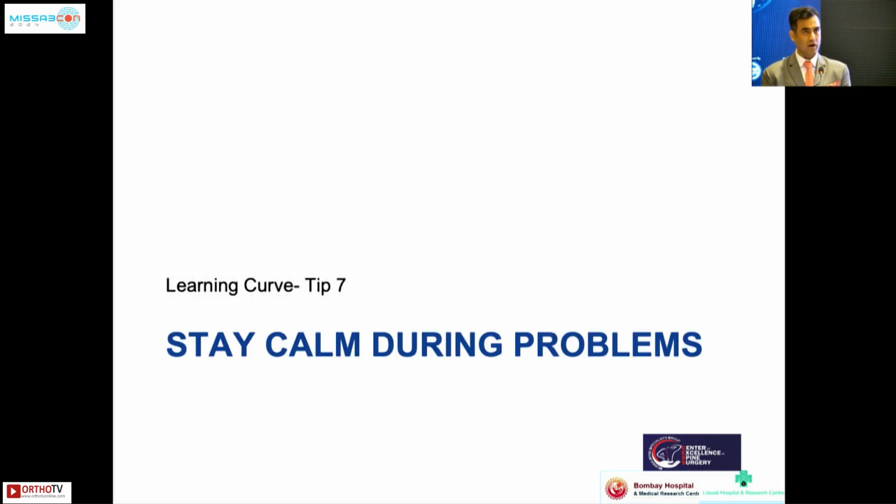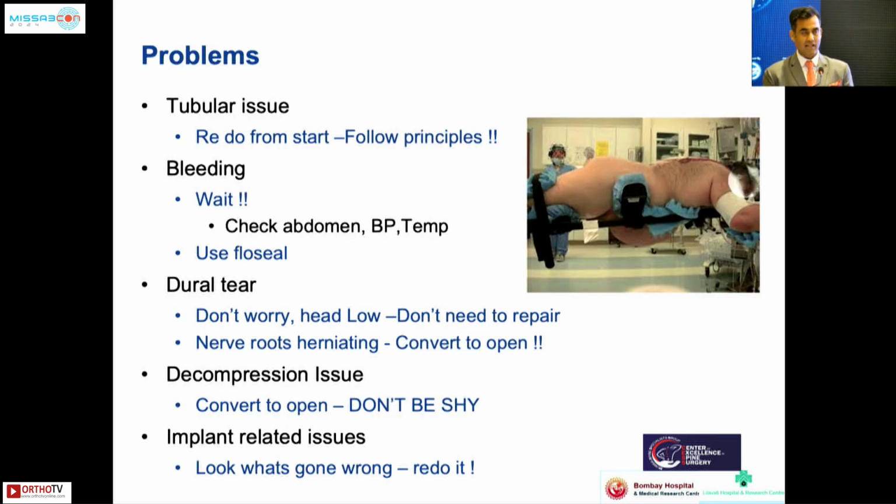And the most important aspect, which my seniors, Dr. Amit Jhala, Dr. Bharat Dave and Dr. Rajshekaran have been emphasizing, problems are known to happen. No matter how well learned you get, no matter how technically sound you are, no matter how well equipped you are, you are bound to face problems in the learning ladder of the MIS surgeries. And that's why whenever you face a problem, stay calm and redo it.